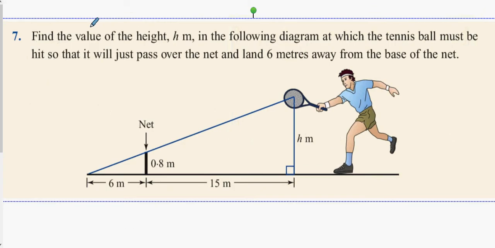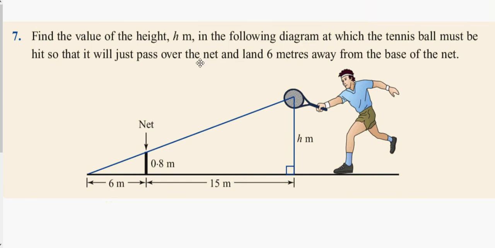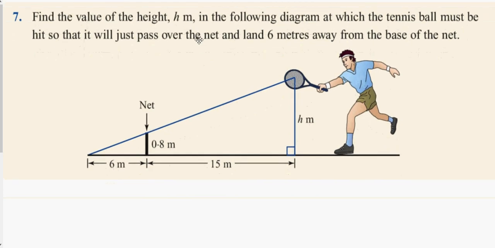Now, find the value of point H in the following diagram at which the tennis ball must be hit so that it will just pass over the net 6 meters away from the base of the net. Okay, once again, we're going to use similar triangles. I think you must be, at this stage, getting the gist of this whole question. That's 6. That's 0.8. Then we draw the large triangle.